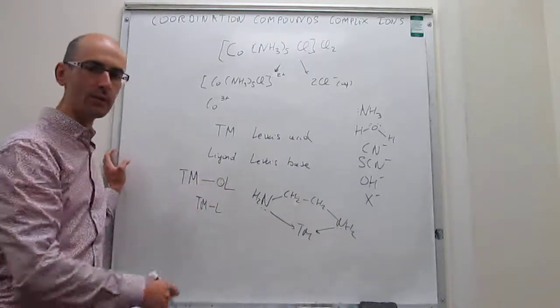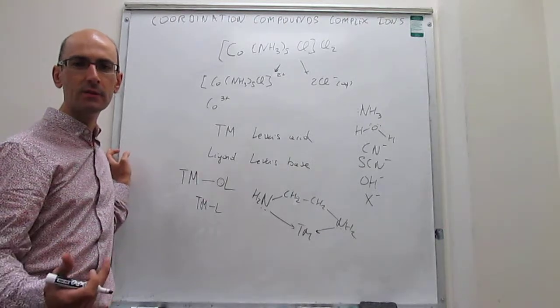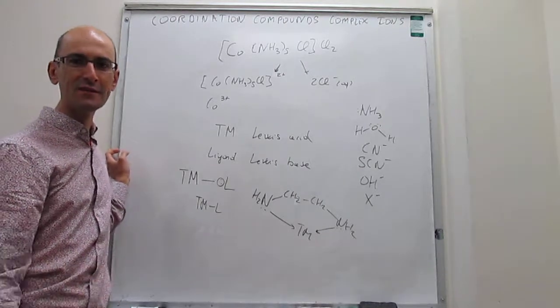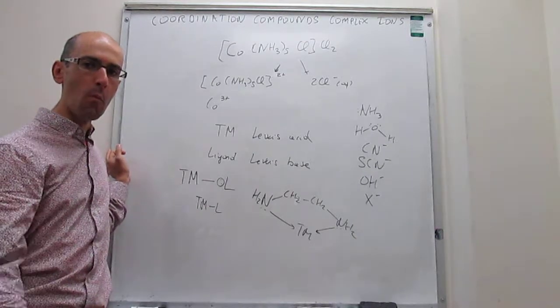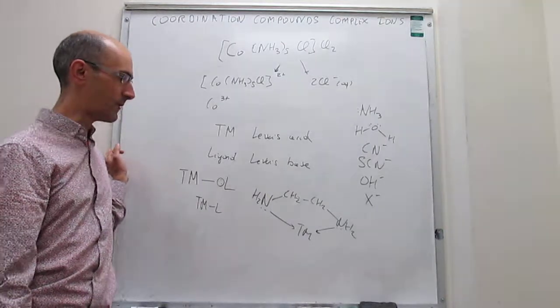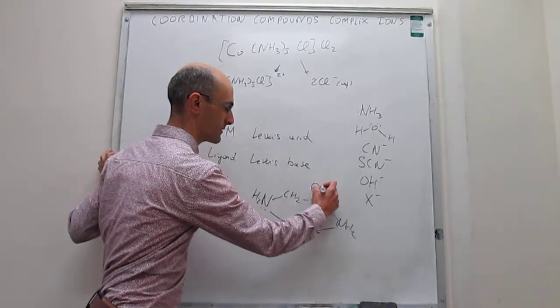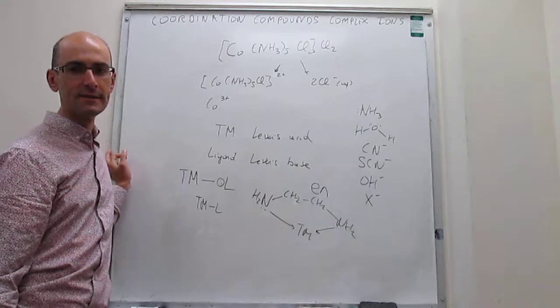So there can be bidentate, and then tridentate, tetradentate, and polydentate ligands, in which again you establish more than one coordinate covalent bond with a transition metal. We're going to refer to this ligand as simply en for simplicity.